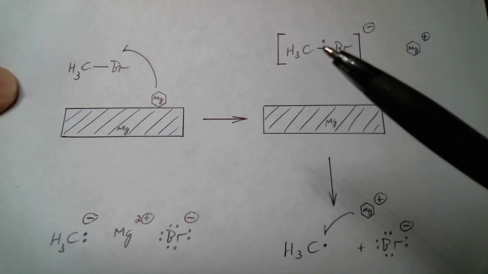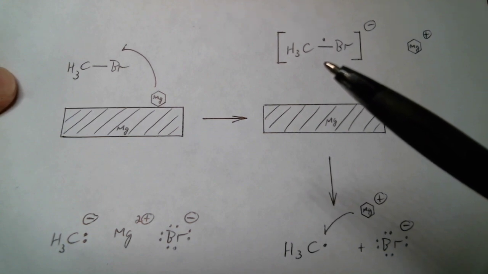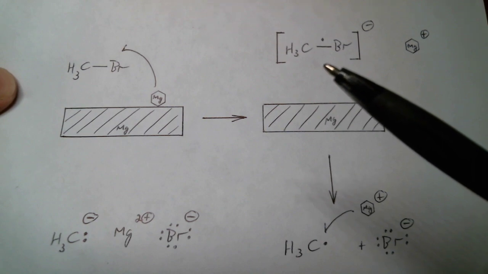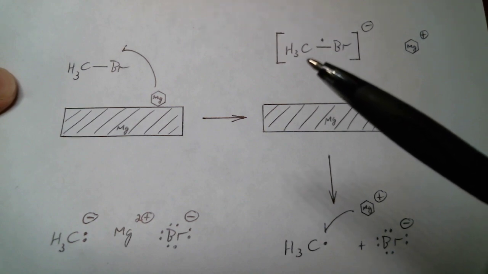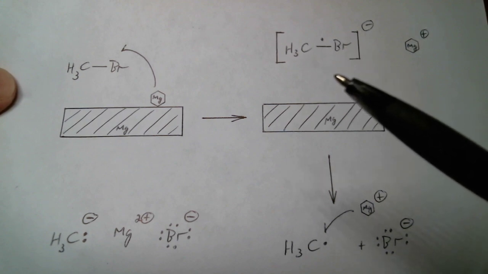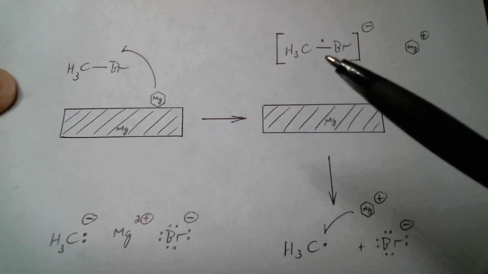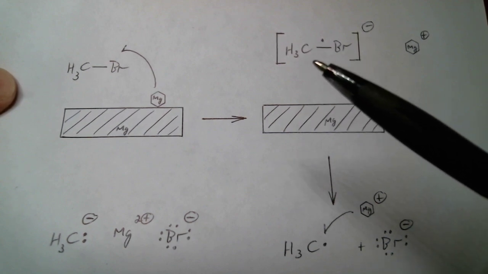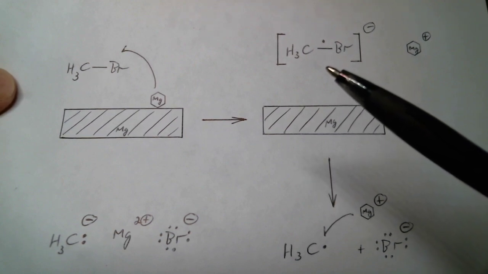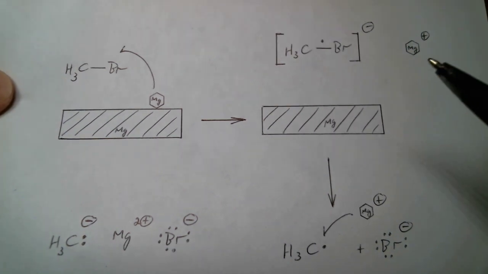Well, really that electron is in the lowest unoccupied molecular orbital for methyl bromide, and that would be the sigma star antibonding molecular orbital of the carbon-bromine bond, right? So that's where that electron is. It's kind of difficult to represent or depict that with a Lewis structure, but that is usually what we do. We generate these weird radical anions.